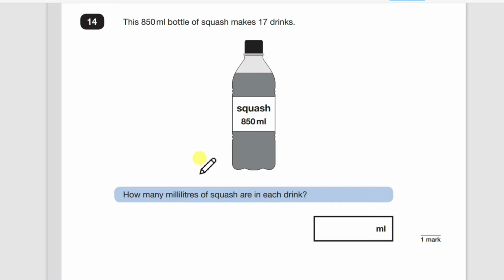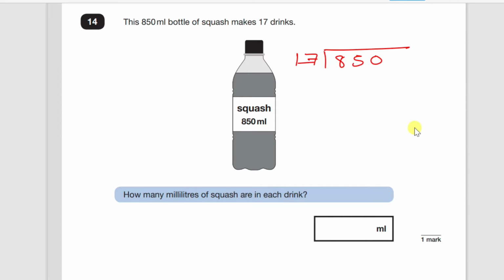Number 14. This 850 milliliter bottle of squash makes 17 drinks. Cool. That's a lot. How many milliliters of squash are in each drink? Right, so here you have to divide 850 by 17. So this is going to be some long division problem. So 17 into 850.